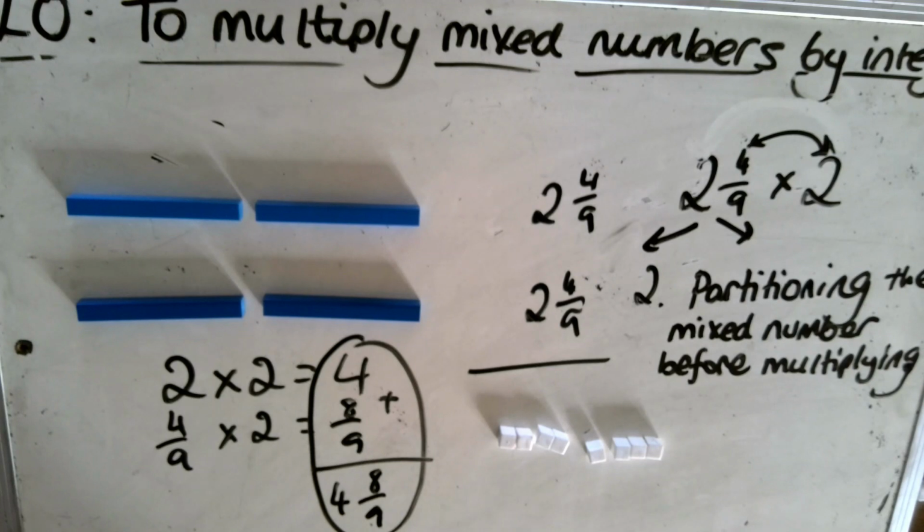Okay, so that is what I mean by partitioning. We are timesing our whole numbers together, then we are timesing the fraction by the integer, and then we're adding up our results. Let me show you one more example before you choose which method suits you the best today.